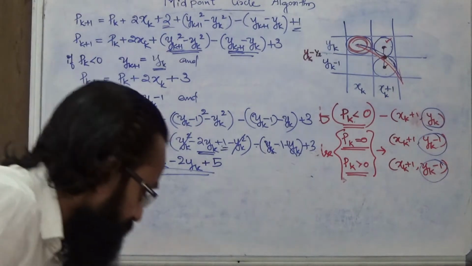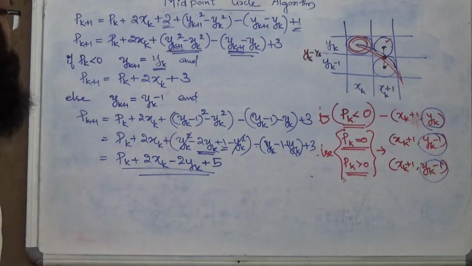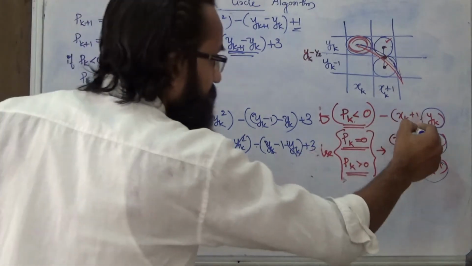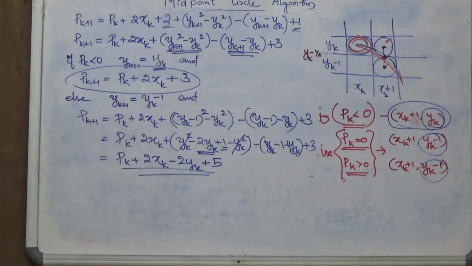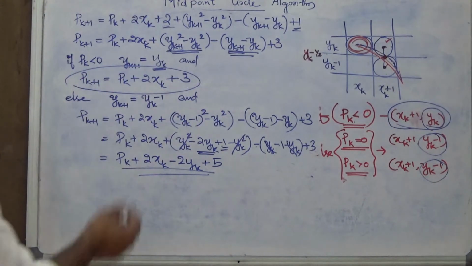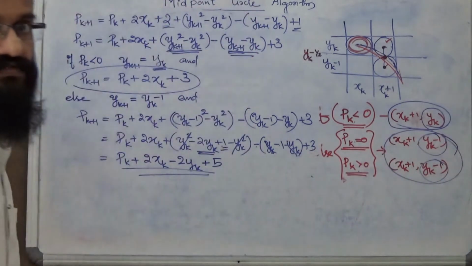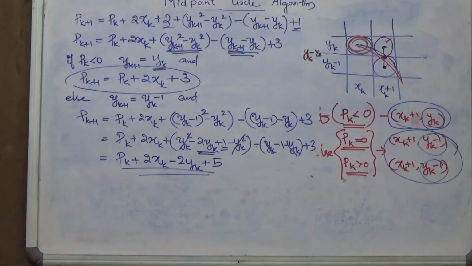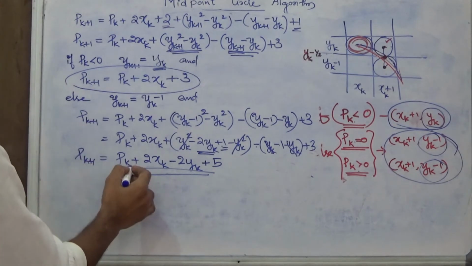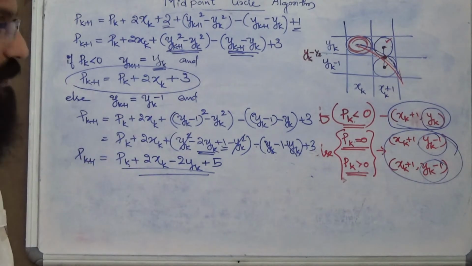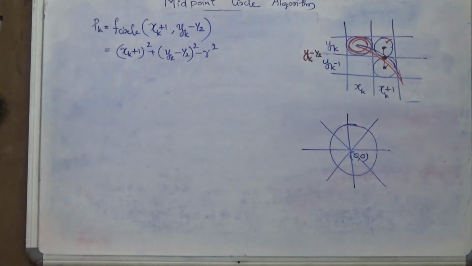So you can conclude like this. If pk is less than 0, the next point plotted is (xk + 1, yk), and the new decision parameter is pk+1 equal to pk plus 2xk plus 3. Else, if pk is greater than or equal to 0, the next point plotted is (xk + 1, yk minus 1), and the new decision parameter is pk+1 equal to pk plus 2xk minus 2yk plus 5. One remaining question is how to compute the starting decision parameter P0.